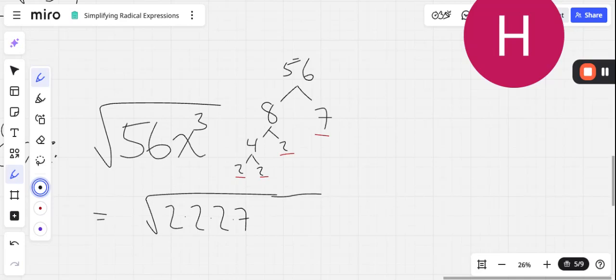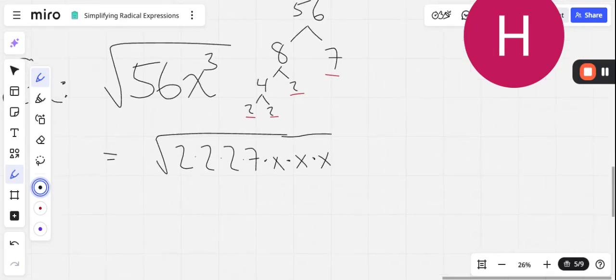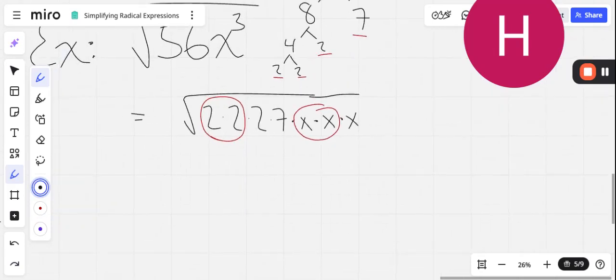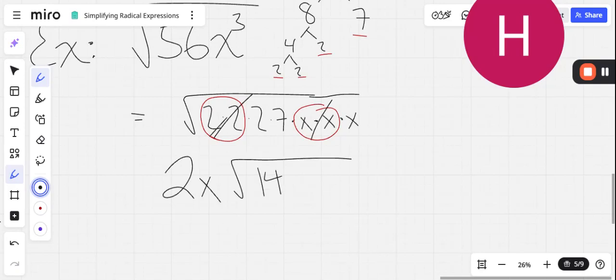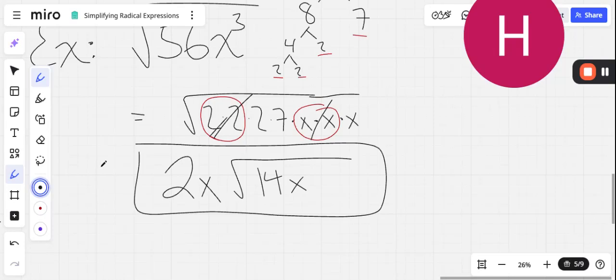But then what about the x's? We have x cubed. Well, that's pretty easy to break up because x cubed literally just means x times itself 3 times. So now we want battles between common terms. We only want 2 warriors per battle because this is an index of 2, even though it's not written. So a 2 pops out, an x pops out. Those are the victors of these battles. Someone won. I don't know who. Someone did. And inside we have 2 times 7 times x. So we would leave it as 2x, square root of 14x.